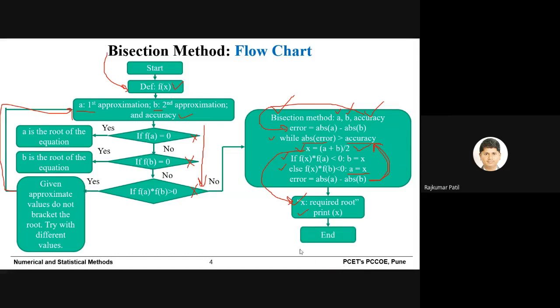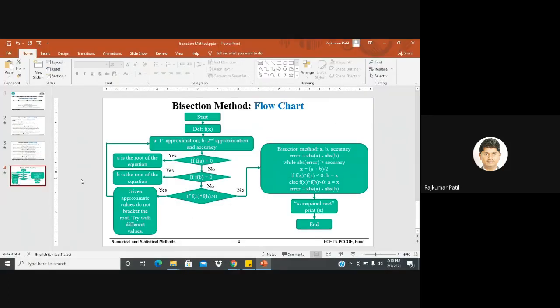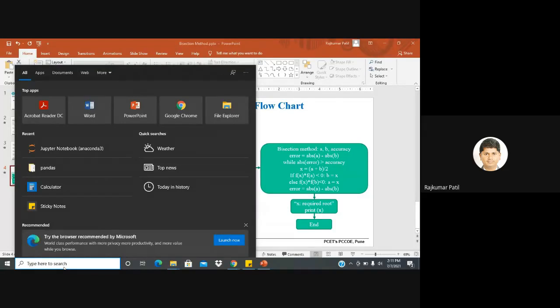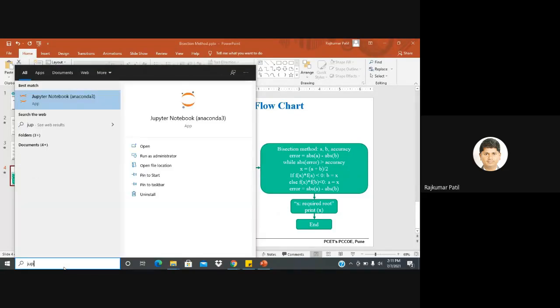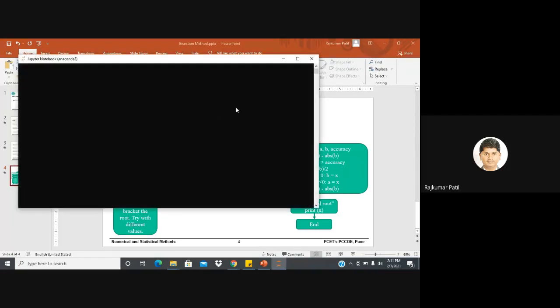Now what we will do, we will try to run the code in Python. We will start with the flowchart and step number 1, start Python. I already installed Python on my system, and in that I will use a Jupyter Notebook for writing the code.